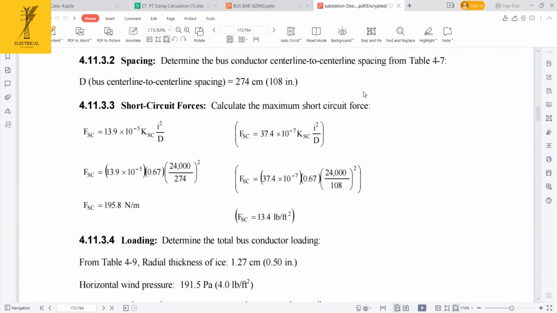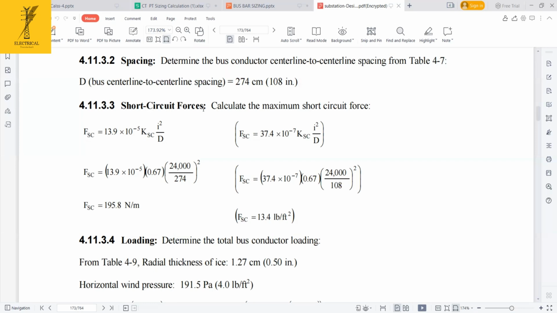Yeah, thanks. So the 274 centimeters was derived from the insulation coordination study that we are discussing in our next classes, which depends upon the BIL level of the system, like the lightning impulse voltages and switching impulse voltages. How we got this 274, the derivation I will explain there in the insulation coordination study. So the spacing was there.